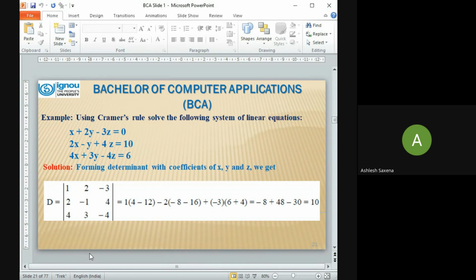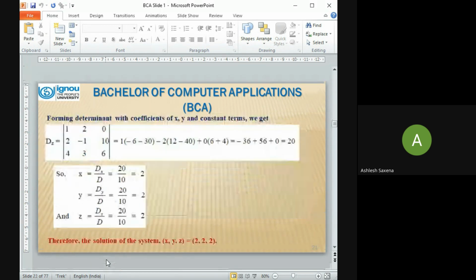Okay, that means our answer is absolutely correct. This is the way of checking your answers. This is the way for checking your answer, and your answer technically ends over here by writing this. Therefore, the solution of the system x, y, z, this is the right way of representing your solution. That was the confirmation we have done.